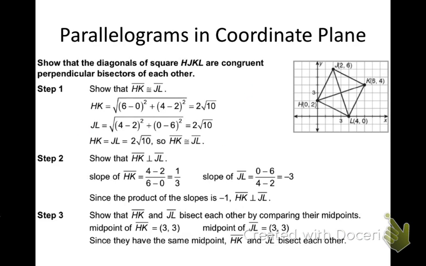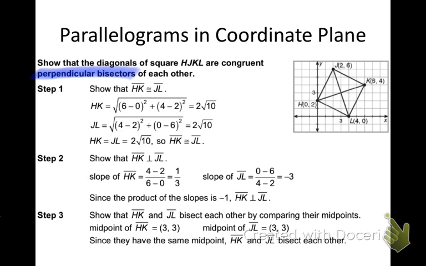And the last thing we're going to talk about today is the coordinate plane. We want to show that the diagonals of square HJKL are perpendicular bisectors of each other. So 2 words should stand out to you here. First word is perpendicular. The other word is bisector. Perpendicular means what type of angle? 90 degrees. What does bisect mean? Cut in half. Cut in half.